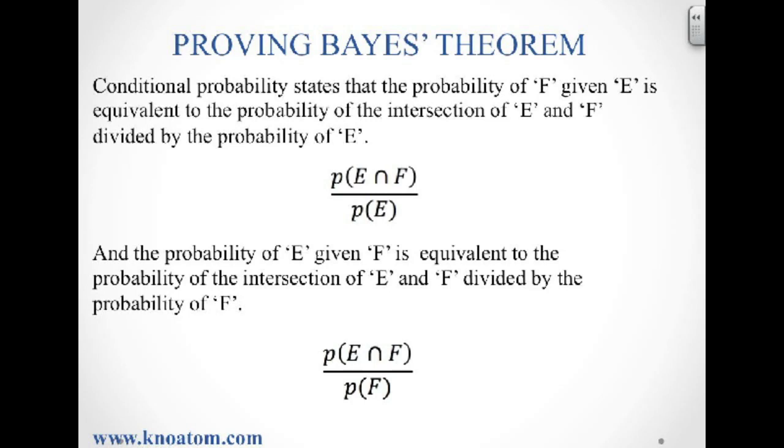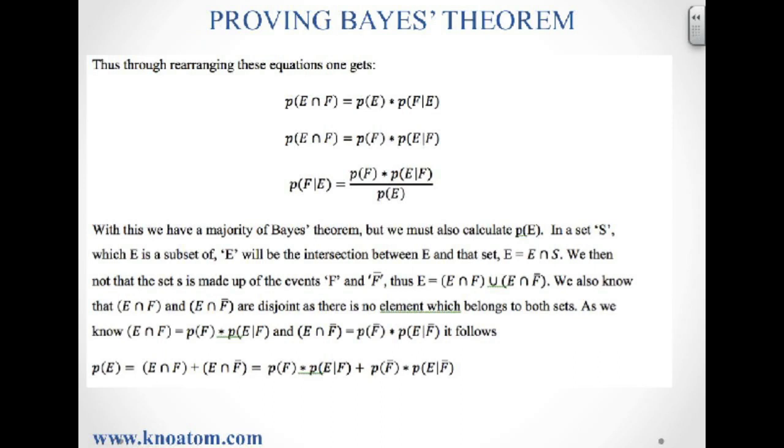To prove Bayes' theorem, we note that the conditional probability states that the probability of F given E is equivalent to the probability of the intersection of E and F divided by the probability of E. And the probability of E given F is equivalent to the probability of the intersection of E and F divided by the probability of F. Thus, through rearranging these equations, we get the probability of F given E equals the probability of F times the probability of E given F over the probability of E.